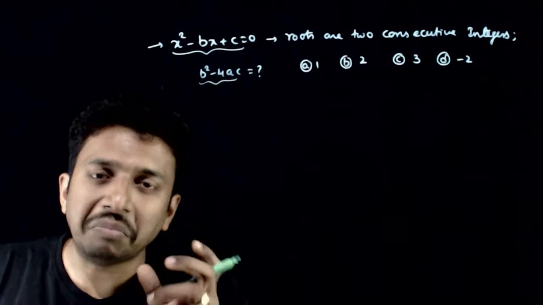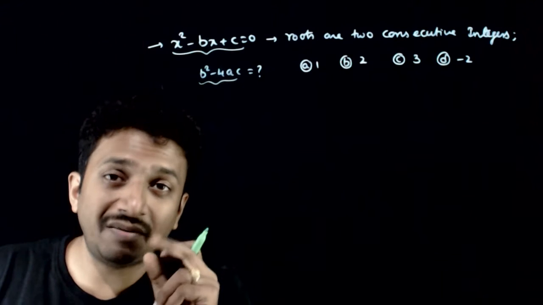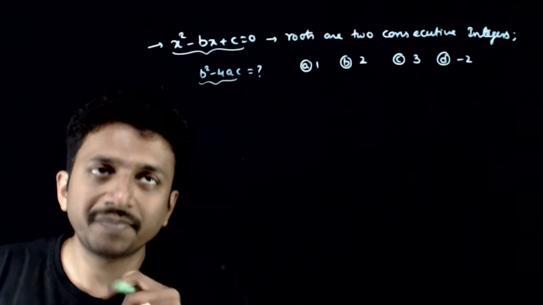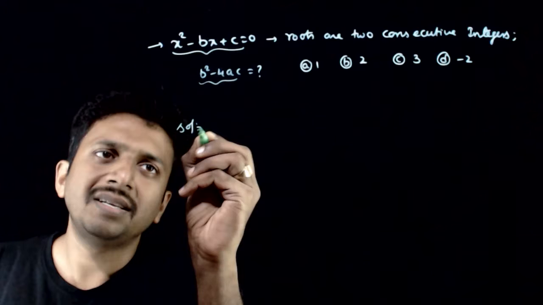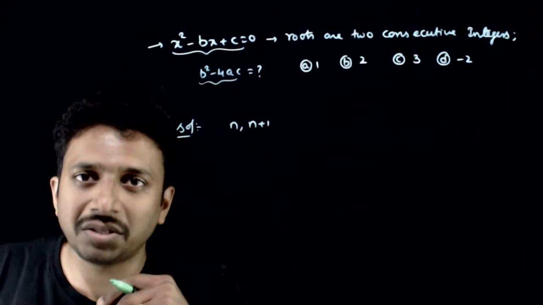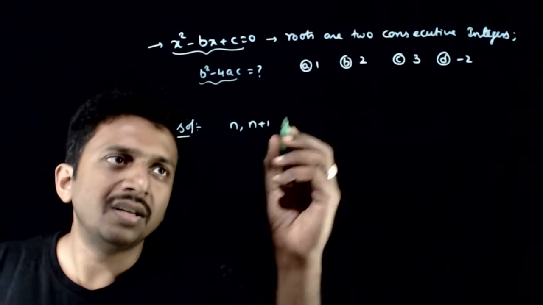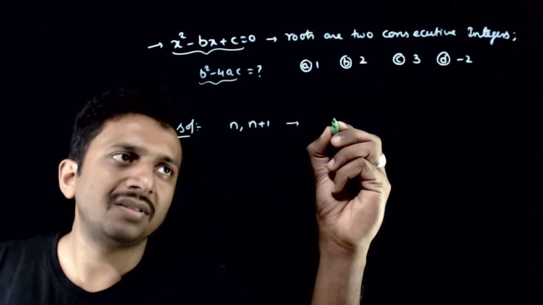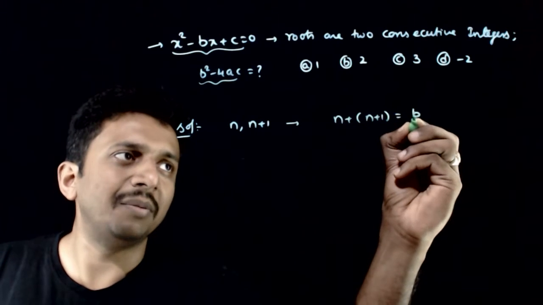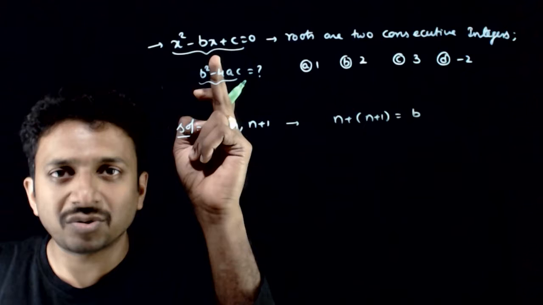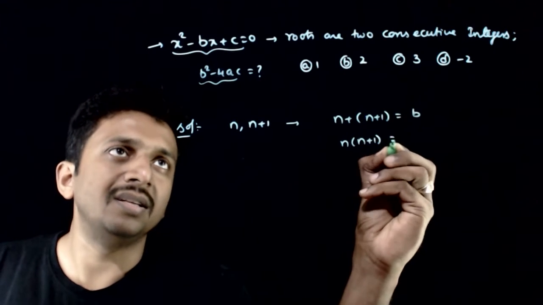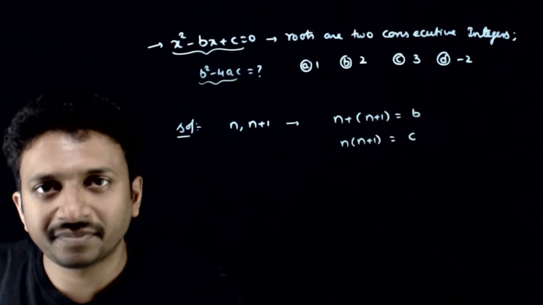So we know that b square minus 4ac is the discriminant, and with respect to roots, this relates to the difference between the roots. So if I say that the two roots are n and n plus 1, because they are two consecutive integers, n and n plus 1. So we know that the sum of the roots, n plus 1, is nothing but b. It is minus of x coefficient by x square coefficient. And the product of the roots, n into n plus 1, is equal to c.